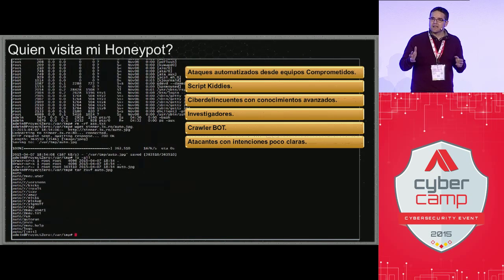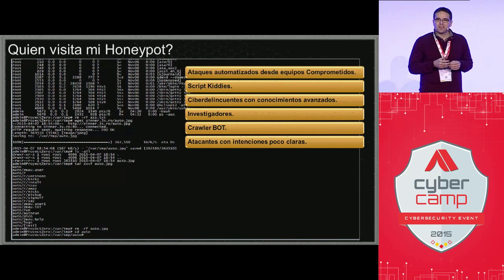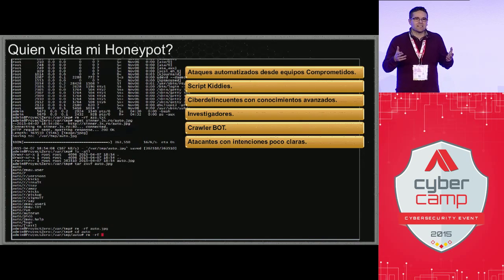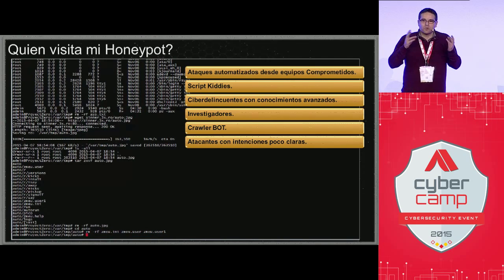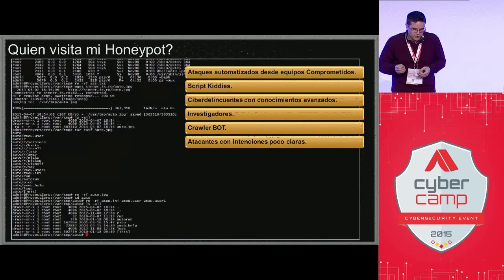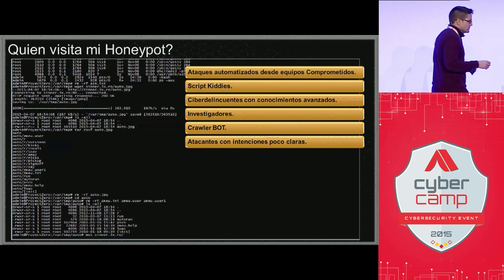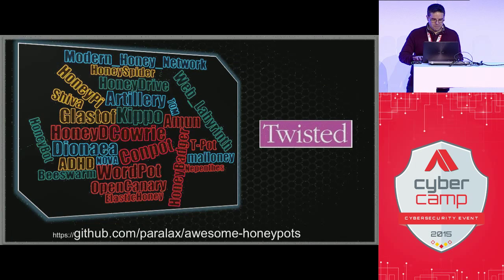All that is logged in our sensor. Then crawlers and bots, which more often than not visit port 80, and lastly, attackers with little clear intentions. Some of them do brute force attacks and then leave. Others just insert some commands and leave. So there is a bit of everything, and we want to analyze all that to find out the intentions of the attackers.